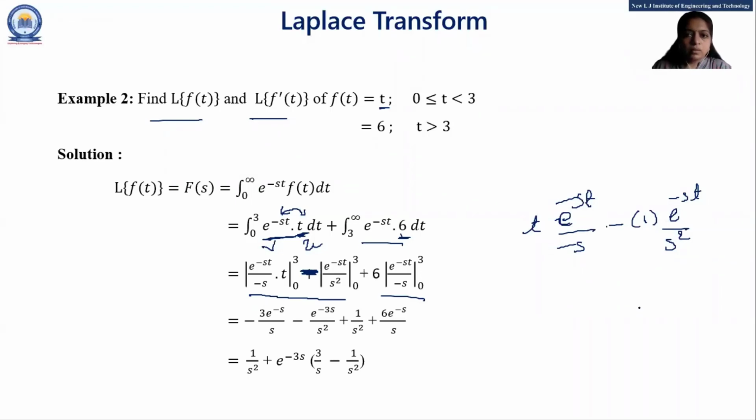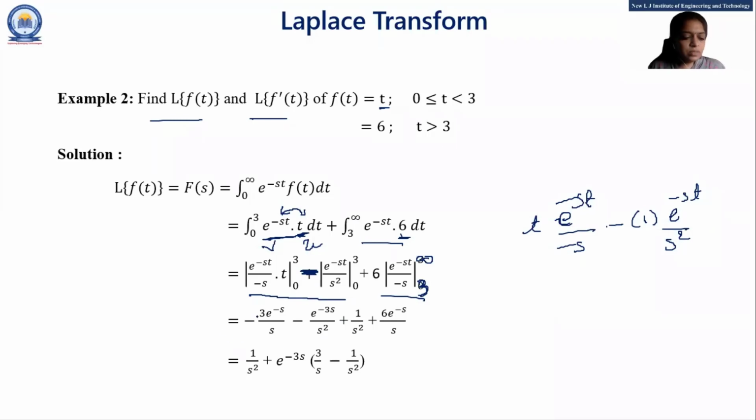One student says, ma'am, the last term should have limits 3 to infinity. Yes, students, in the last term I forgot, this is a typing mistake. In the last term our limits are 3 to infinity. So here, this one is 3 to infinity, right?